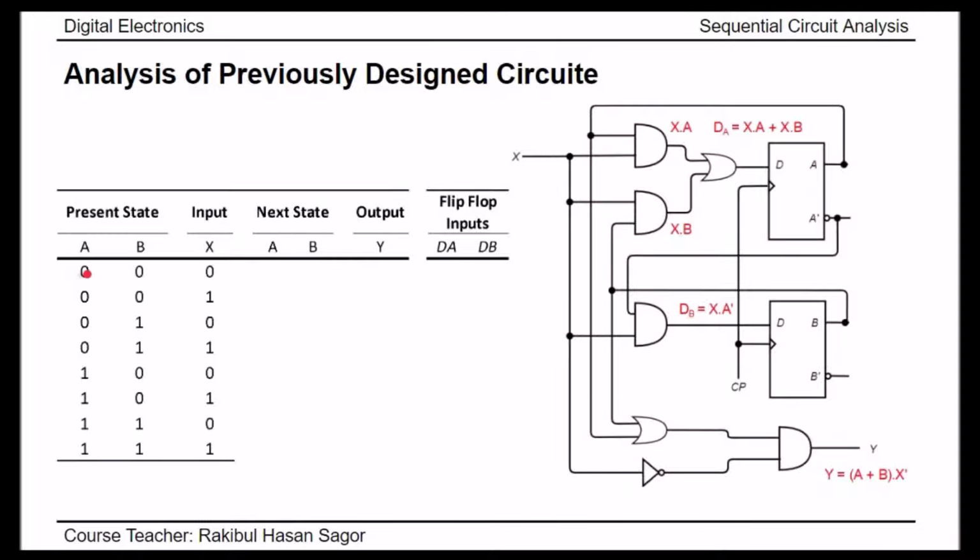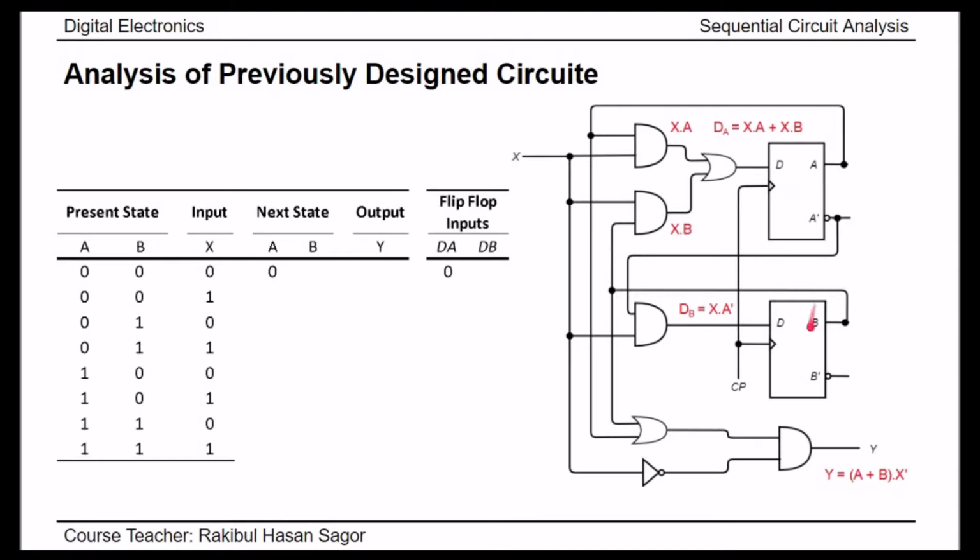So if we have A equal to 0, B equal to 0 and X equal to 0, what will be the input at first flip-flop? If we put X equal to 0, A equal to 0, B equal to 0, we'll get DA equal to 0. So the value of DA will be 0. So when DA is 0, in the next clock pulse triggering, what will be the next output of this D flip-flop? The next output for this D flip-flop will be 0. So this 0 will be transferred. So the next state of A will be 0. Remember, we are using D flip-flops here.